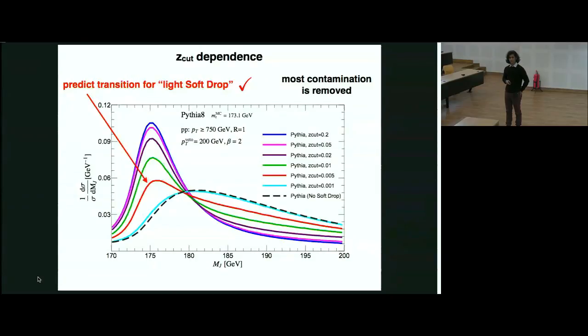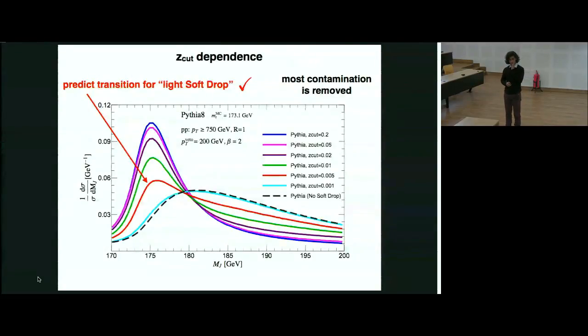As I increase my grooming from 0.1% all the way to 20%, you see there's a sudden jump. There's a clear transition, and it should not be surprising because eventually you're going to hit a decay product, and decay products have substantial energy, about 30%. If I make my groomer more and more aggressive, it's not going to do anything more, and that's why my peak stops moving from this point.